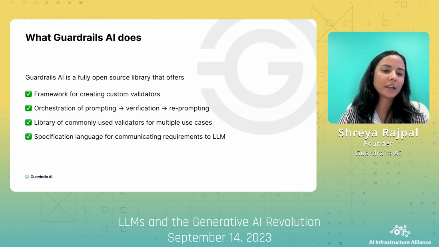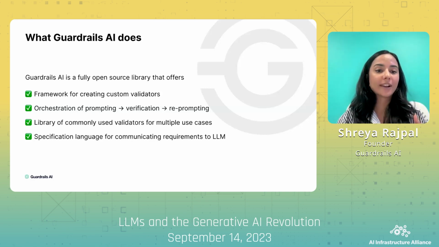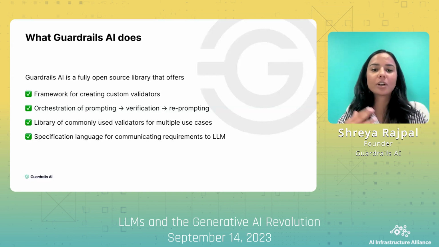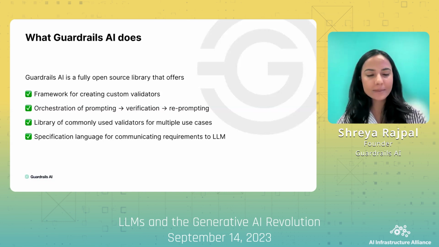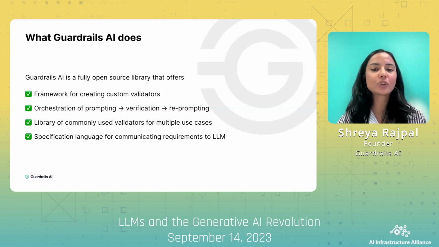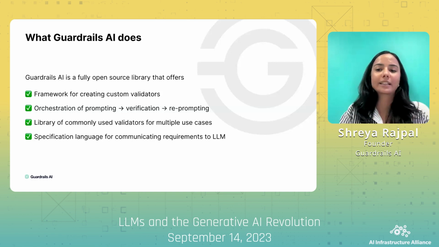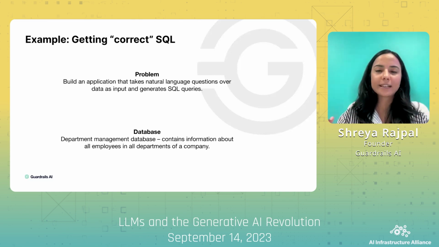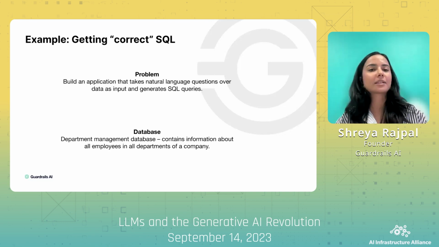Thirdly, you can use our library of many, many commonly implemented validators that work across a bunch of different use cases. And then finally, you can use Guardrails as a specification language for communicating your requirements of LLM outputs directly to the LLM. So now we're going to dig deeper into what using Guardrails with our recommended method of LLM development looks like in practice.